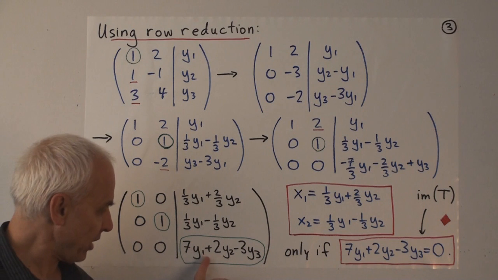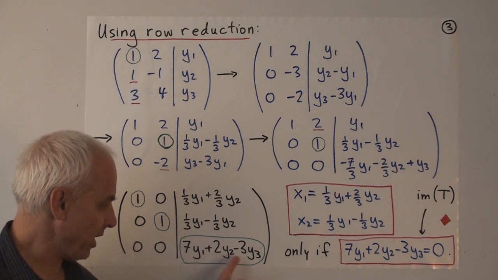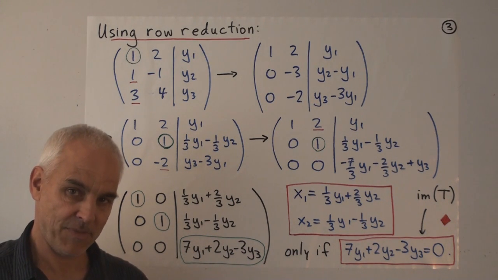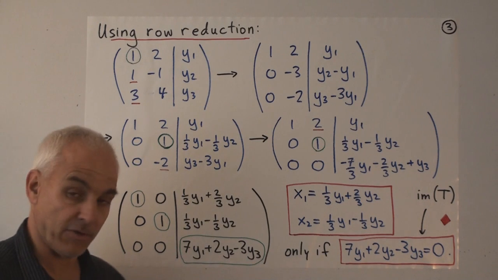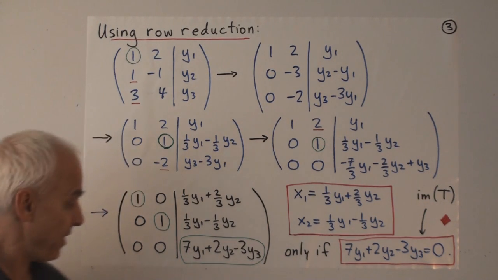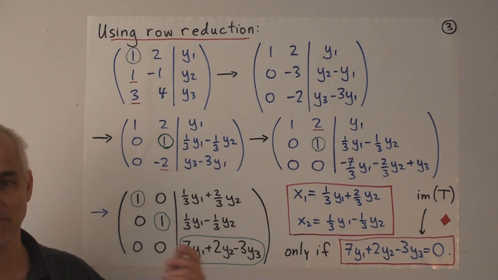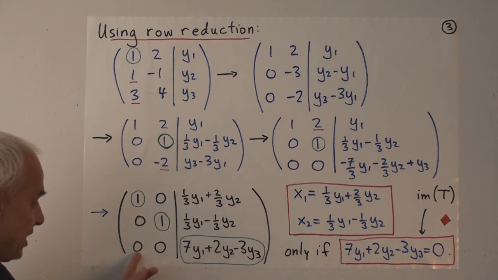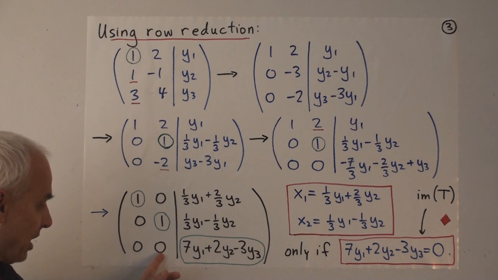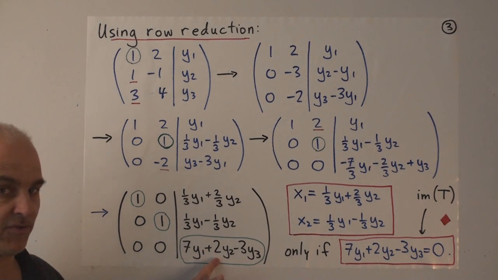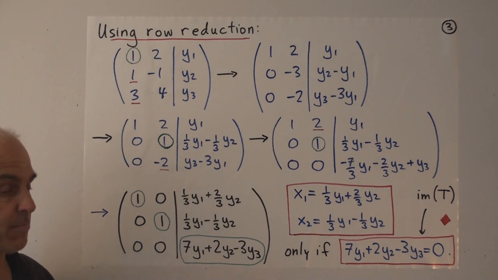And now it becomes quite crucial as to whether this quantity is 0 or not. Because if this quantity is non-zero, then this last row is impossible to satisfy, because it's saying 0 times x1 plus 0 times x2 equals this, whatever this is. If it's non-zero, that's impossible.